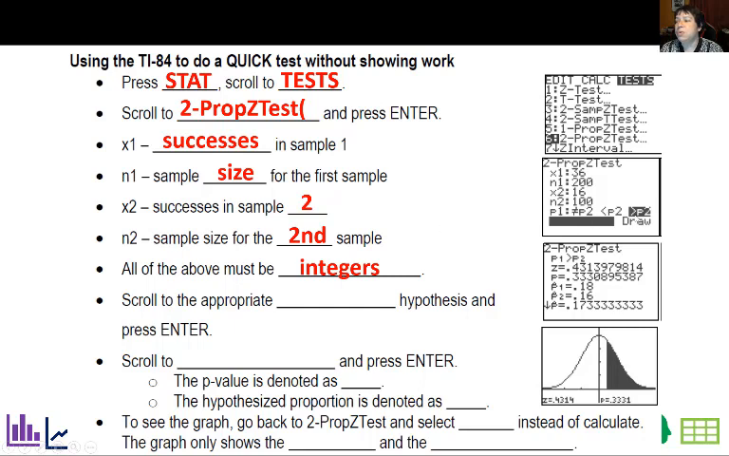Then you're going to scroll to the appropriate alternate hypothesis. In this case, I was assuming P1 is greater than P2. And then I'll press enter and then go to Calculate, press enter. The p-value here is denoted as p. The pooled proportion is denoted as p hat, which you can see right there. And to see the graph, you can also select Draw instead of Calculate, but the graph only shows the z-score and the p-value.